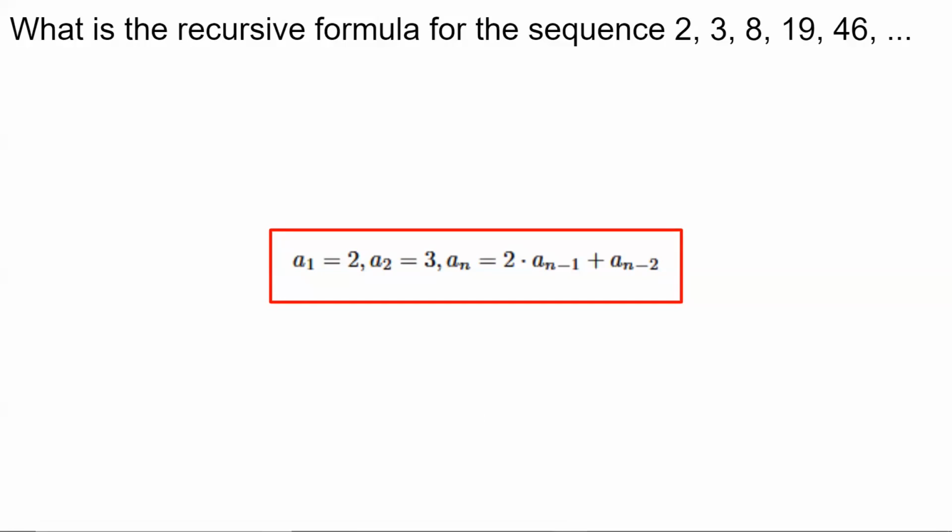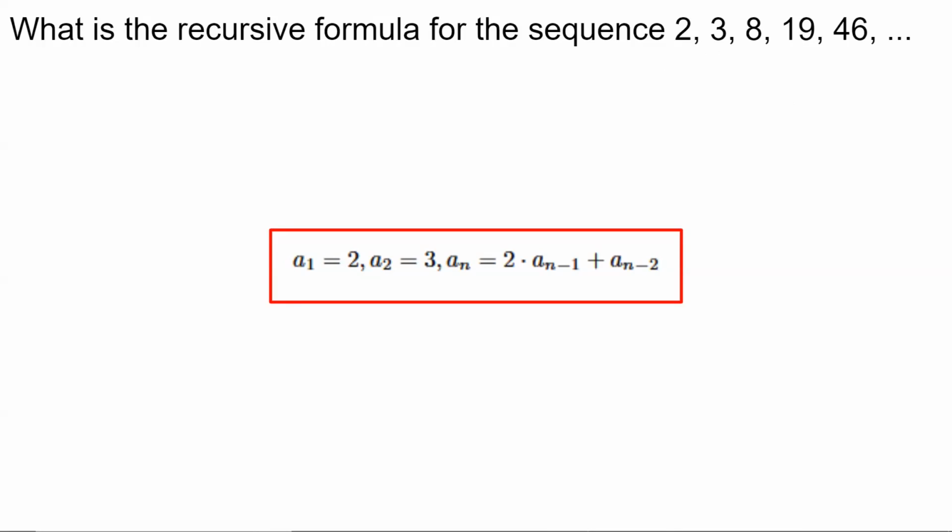Okay, so back to this problem. We can try to look for the pattern in this sequence. And patterns are sometimes hard to find. For example, you can tell that here, the same rule as last time won't work, because 2 plus 3 is equal to 5, not 8. 3 plus 8 is equal to 11, not 19, and so on.